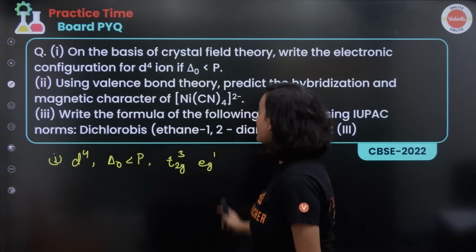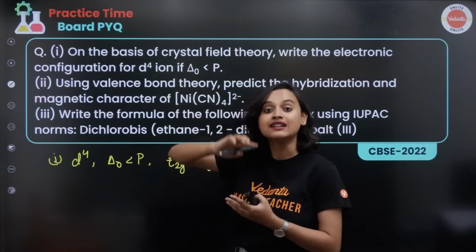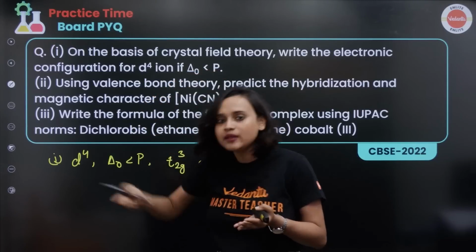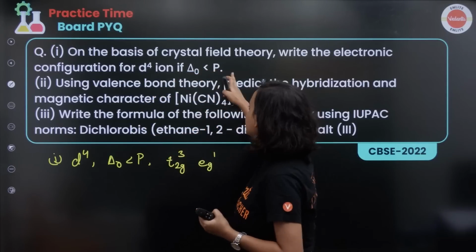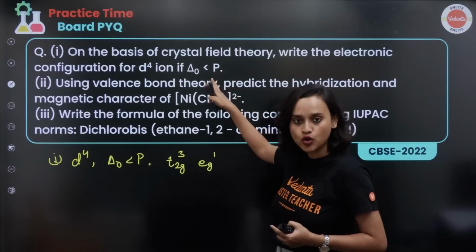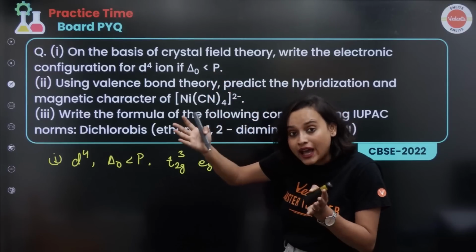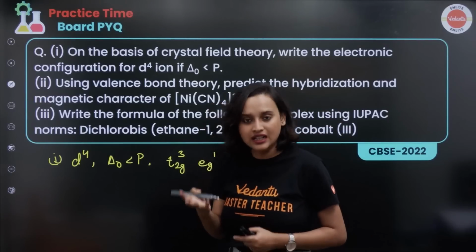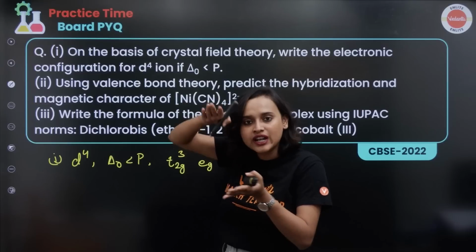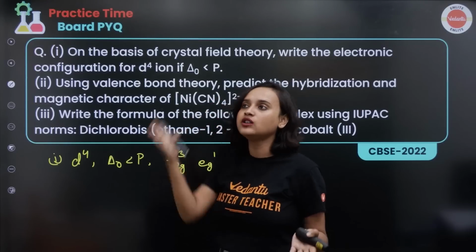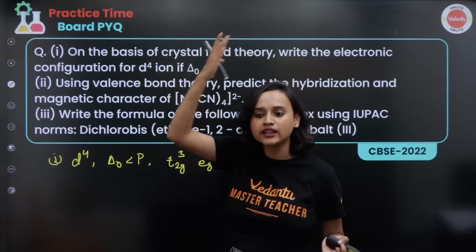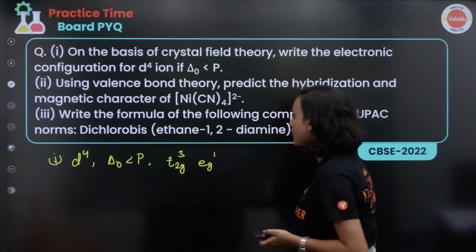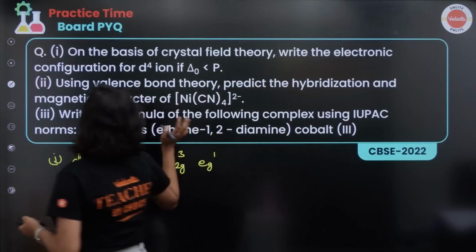But if delta octahedral is greater than pairing energy, that means the splitting is more, then pairing will happen. Here what is happening? Pairing energy is more. To pair up the electrons, it will take more effort. But delta octahedral splitting is very less. So everybody will want to occupy their own rooms and they will all go up and take their own rooms. Understood? So this is going to be your configuration.